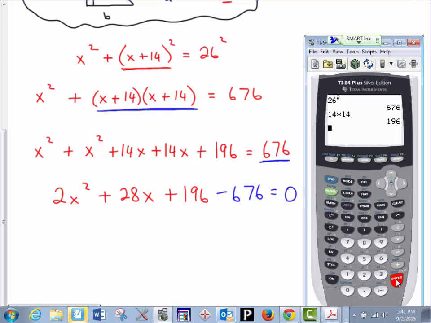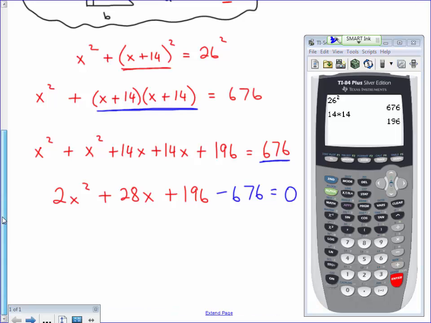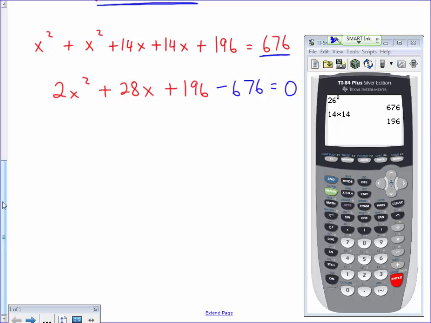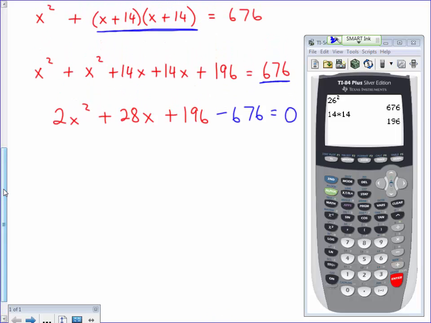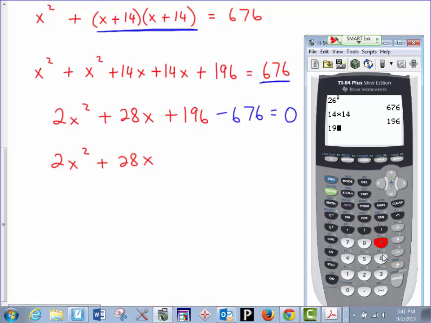So you'd subtract that over and then you'd have 0 left on the right side. Okay, go ahead and combine your 196 and your negative 676. So 2x squared plus 28x. And you can do this on your calculator. 196 minus 676 results in negative 480, and then equals 0.